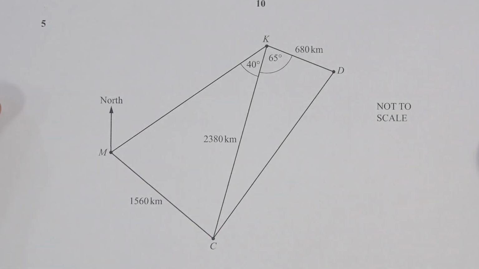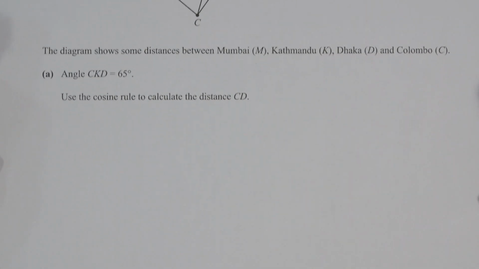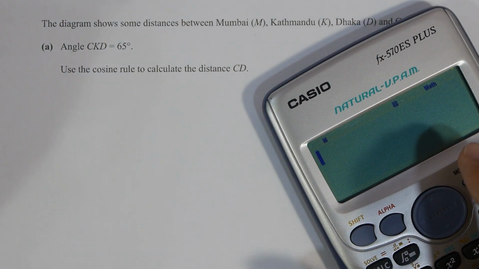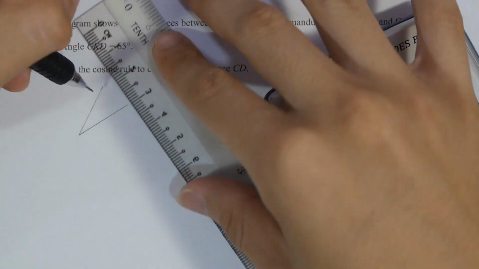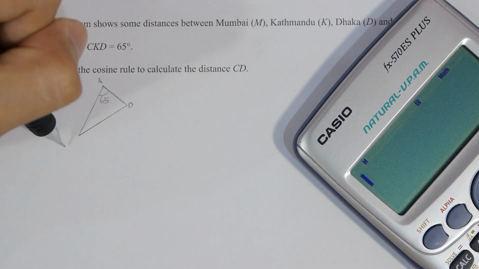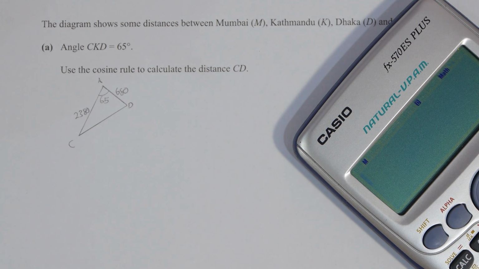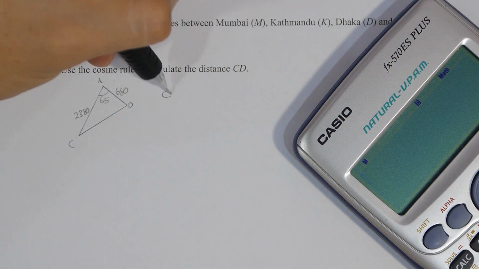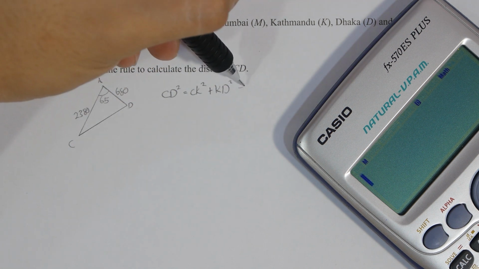Question 5. First, I fill up all the information that I have. Angle CKD equals 65. Then use the cosine rule to calculate CD's distance. So with two sides and one angle, by running a calculation, you get CD's value as 2181.48.